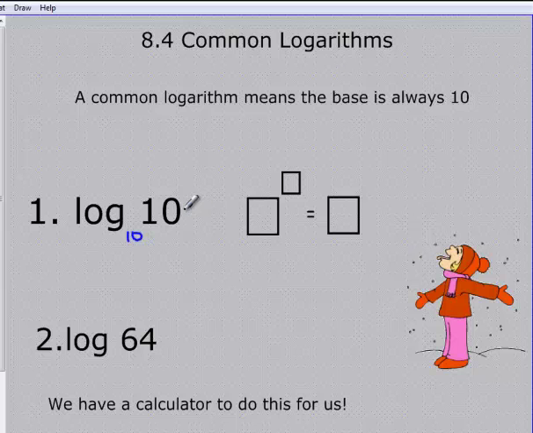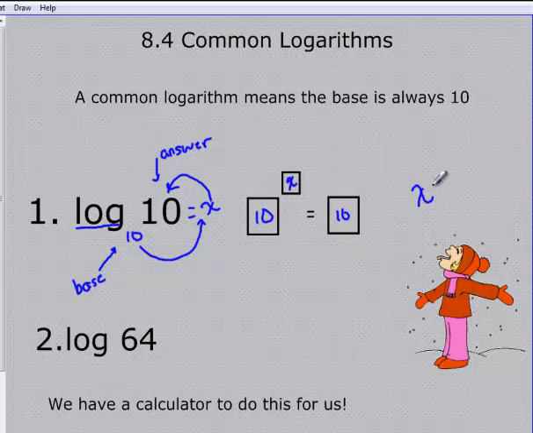And remember, when we're dissecting a logarithm, this is the base. Log means exponent, and then this is the answer. So for this case, it was saying 10 raised to what power gets you 10? That one's pretty easy to answer. It's 1.